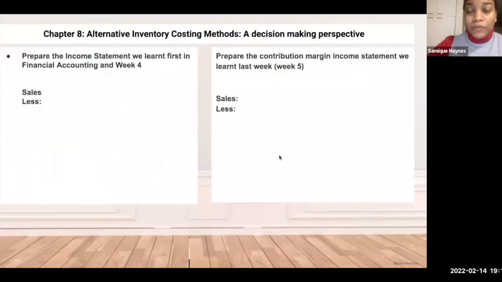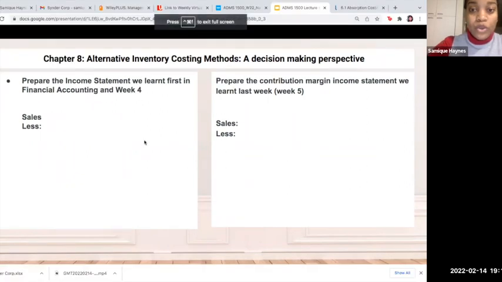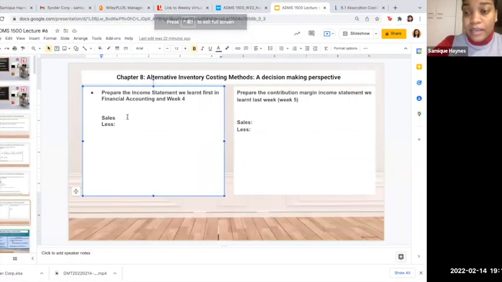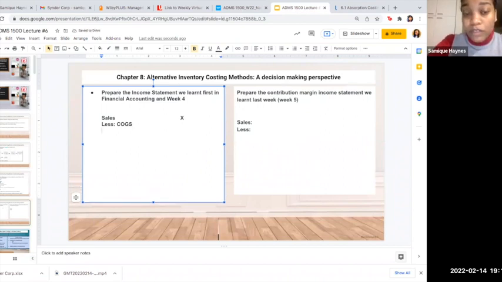Okay, so let me remind you. So we prepared an income statement before in week 4, and we also did it in financial accounting, okay? So what did that income statement look like? Well, we know the income statement starts with sales. Tarun says, cost of goods sold is equal to selling and general admin plus research and development. No, not quite. So we know in financial accounting and in week 4, we learned sales less our cost of goods sold. Now, Tarun was correct in terms of talking about our cost of goods sold, but how do we actually find it though?